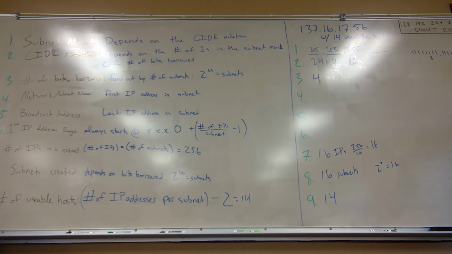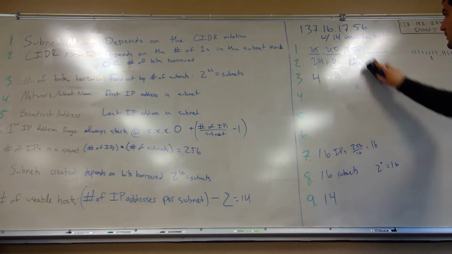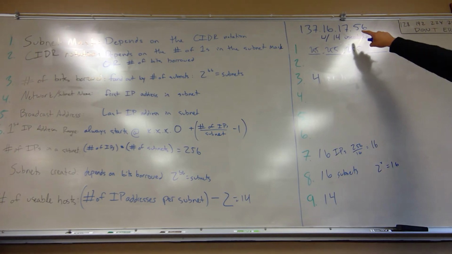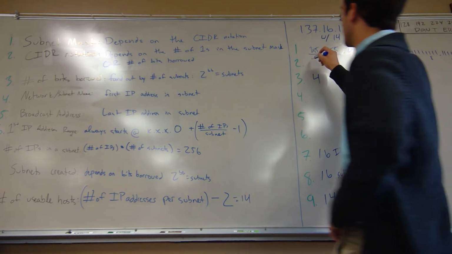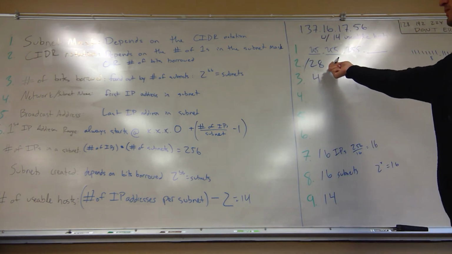So we know this is 8, this is 8, this is 8. We're not borrowing from anything here. We're only borrowing those 4. Make sense? So that's how we know we're borrowing 4 bits. And we know we're in the last octet because we have 14 usable hosts, so we go 8 plus 8 plus 8 plus 4. So that is 28. Slash 28. That's our CIDR notation.